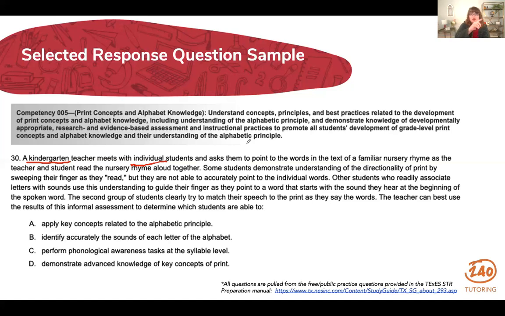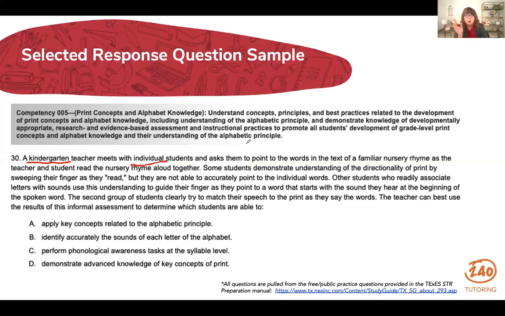And then other students are actually able to point to the word as they hear the beginning sound. And then she has a second group of students who are able to point to the words as they read.